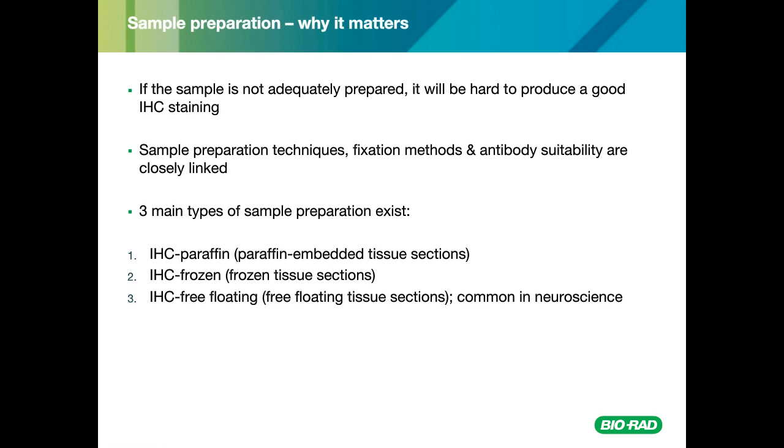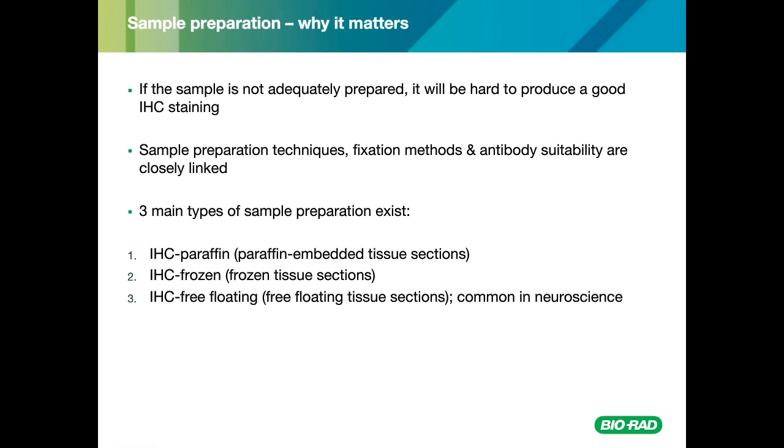As we will be discussing later, not every antibody is suitable for every one of the three main sample preparation methods, which are IHC paraffin, which is performed on paraffin-embedded tissue sections, IHC frozen, which is performed on frozen tissue sections, and IHC free-floating, which is performed on free-floating tissue sections, a method commonly used in neuroscience. In this webinar, we will be discussing IHC paraffin and IHC frozen. Due to time constraints, I'm afraid we will not be able to address IHC free-floating.